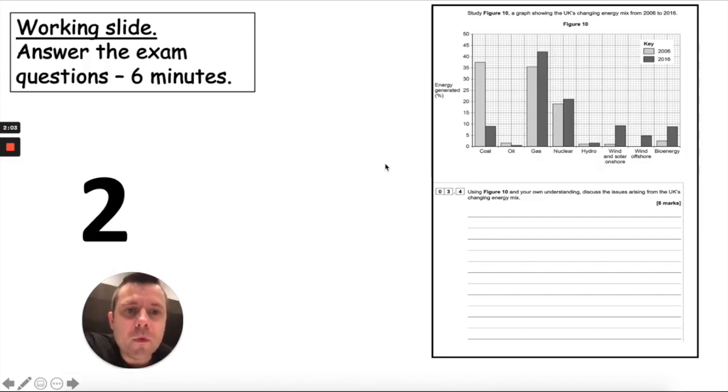Okay. I would start your answer in figure 10, so you don't forget to write about the figure, but always remember to add your own understanding because it tells you to do that. It's a 6-mark exam question, 6 minutes. Have an extra minute if you need it. Pause now. Off you go.